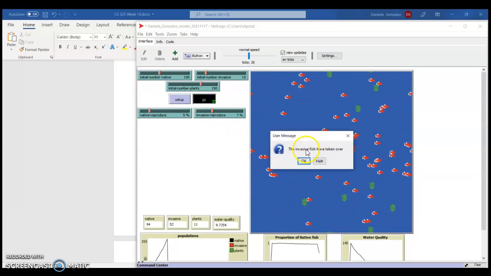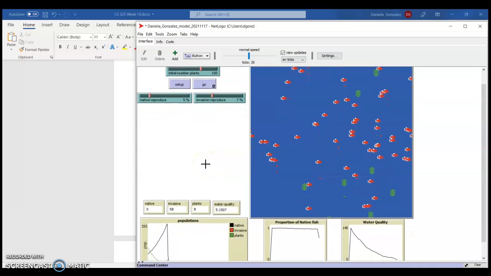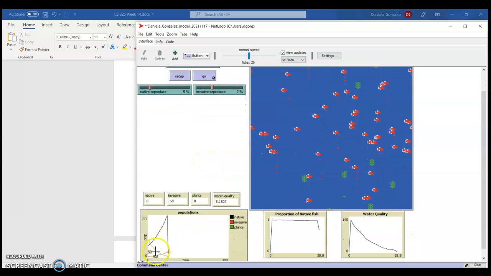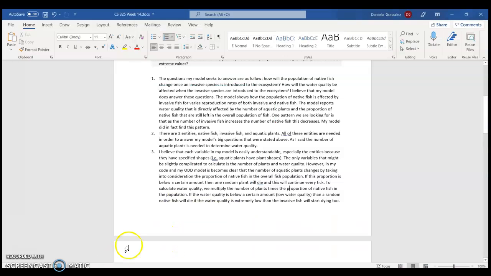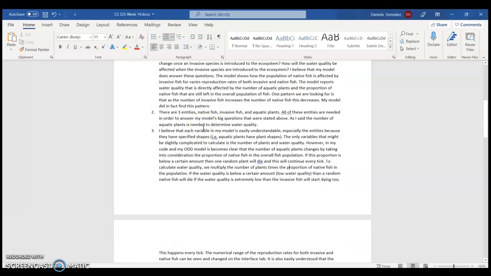And as you can see, as we run the model, we get the user message that the invasive fish have taken over. So we are proven right that as the number of invasive fish increases, the number of native fish decreases. And that pattern is found in my model.